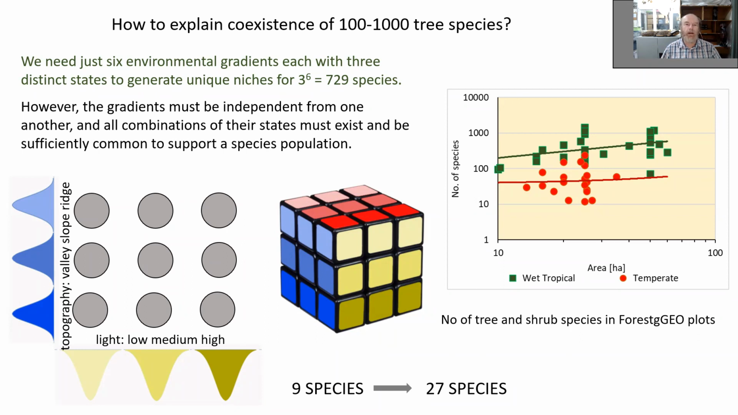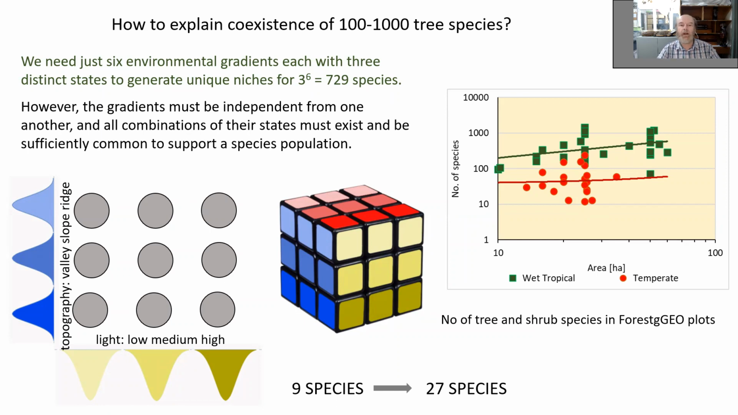However, this is really a very theoretical example, because it assumes that species will be limited to each state, or at least can survive when limited to each of the 3 states on each of the 6 gradients. And then even more, with more difficulty, these have to be independent. So they have to vary independently, and all the combinations, all 729 combinations, have to be present in sufficient volume in the environment, so it can support a species.